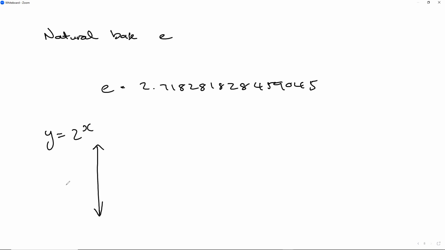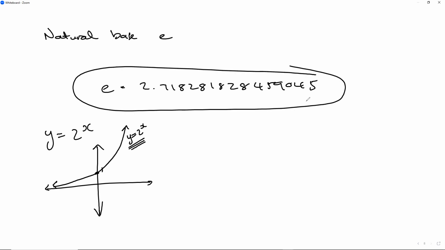This function, if x is equal to 0, it'll go through 1. And if x is less than 0, it will start decreasing, getting closer and closer to 0. And as it increases after 0, it will go exponentially up. That's y equals 2 to the power of x. It's a specific value over there.